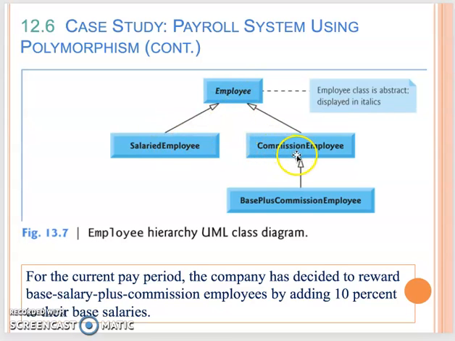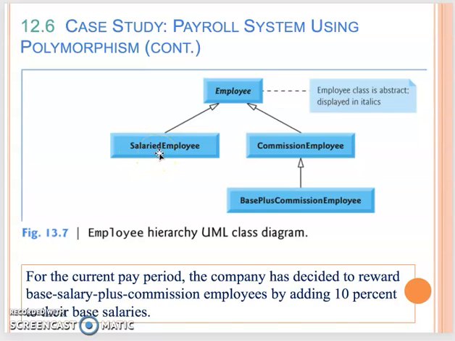Do you remember in the past example, we had the commission employee? We calculate the salary using the commission rate and the gross sales. Then we have the base plus commission employee inherited from the commission employee, because the base plus commission employee has the commission rate and the base salary. But we do have some employees who are salaried employees, right? So every week or every month, their salary is just based on the base salary.